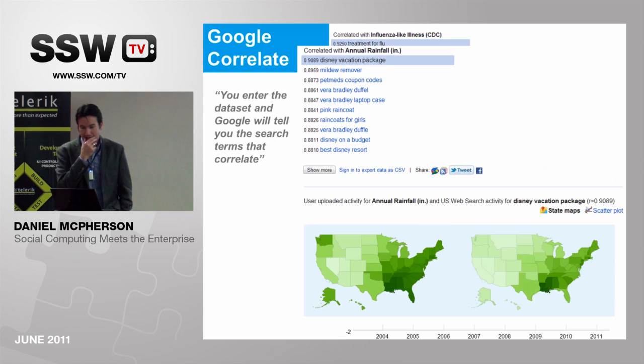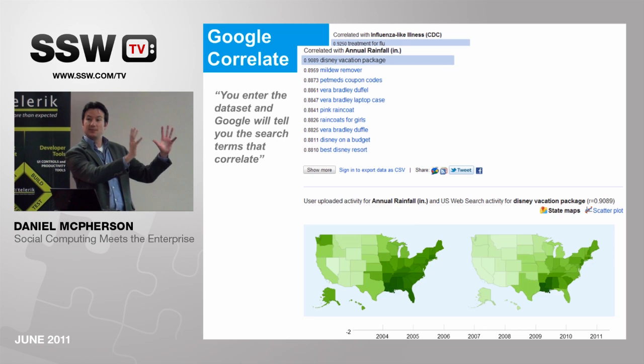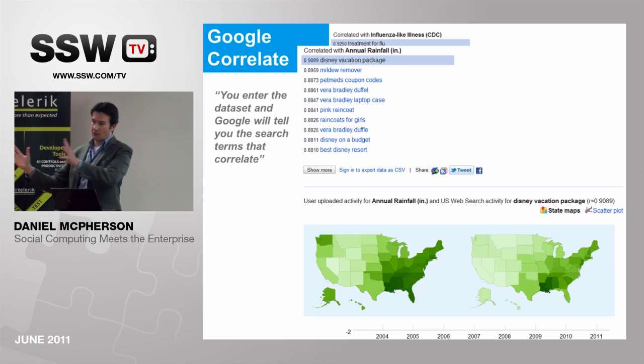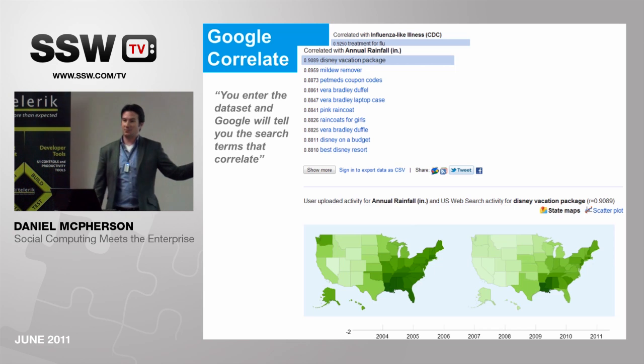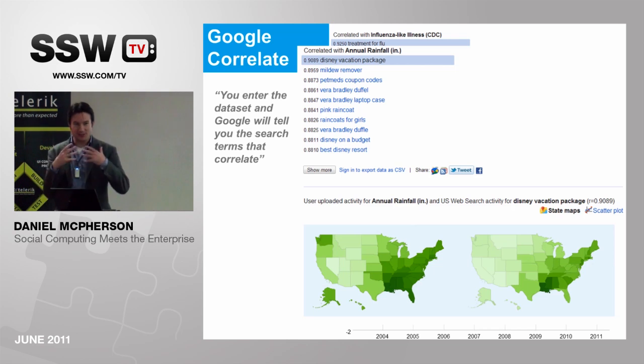Here's another example. This is the rainfall in America. Over on the left-hand side, what you have is the annual rainfall across America. So what Google did is they took all the statistics around rainfall and they uploaded it into Google Correlate. And they said, right, here's the data we've got. Now tell me what search terms correlate with this data. And on the right-hand side, what you can see is the correlation. And that is a Disney vacation package. So if people are searching for Disney vacation package, that's a good proxy for determining the annual rainfall in your state, in aggregate.